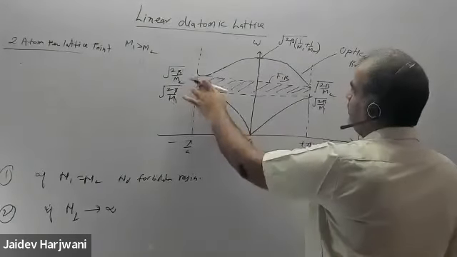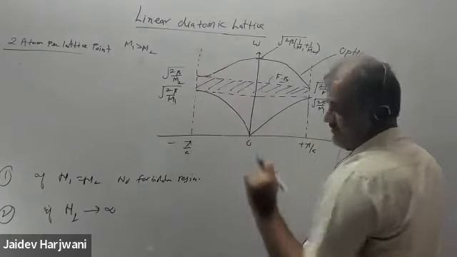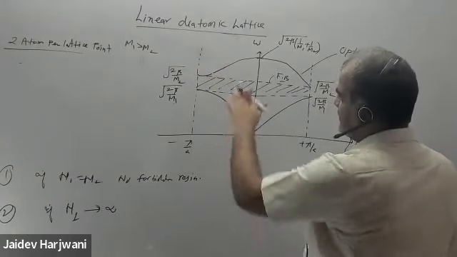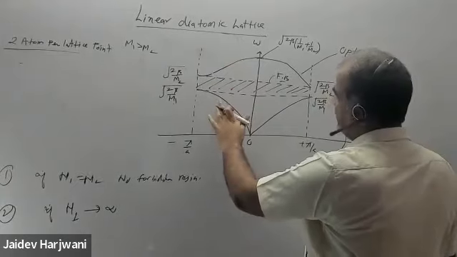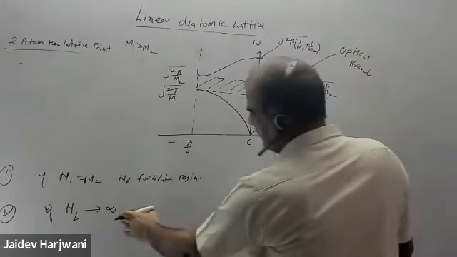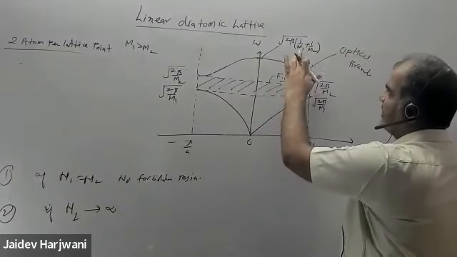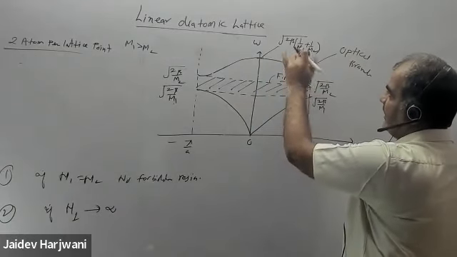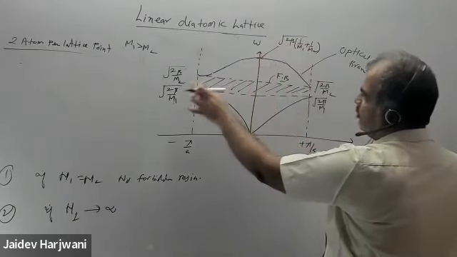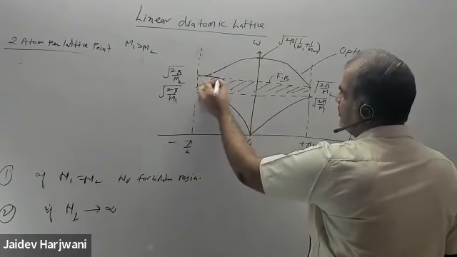There will be no acoustic branch. Sir, first let me discuss this optical branch, then we'll come to the acoustic branch. If M1 is infinite, very large compared to M2, then I can neglect this term and I will again get 2 beta over M2. That means this becomes what?